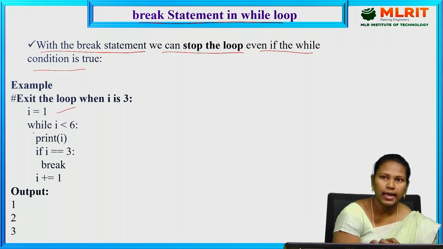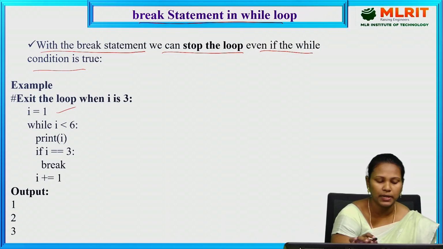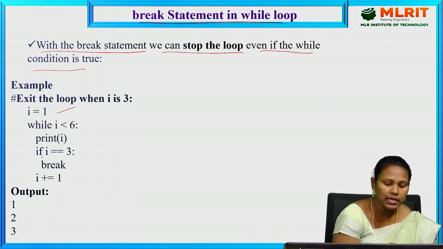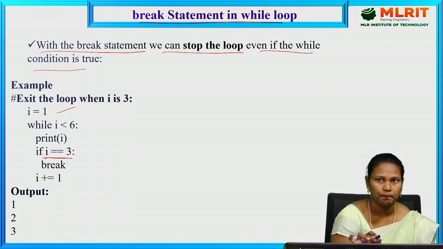So while i less than 6, up to 5 we can print the i value. Whenever i equal to 3, it breaks the program, meaning we are coming out of the entire program.